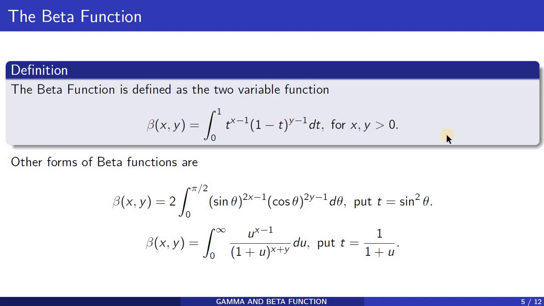Now let us discuss another important function like the gamma function. This function is called the beta function, and it is defined as a two variable function, beta of x comma y, where these arguments x and y are always assumed to be positive.